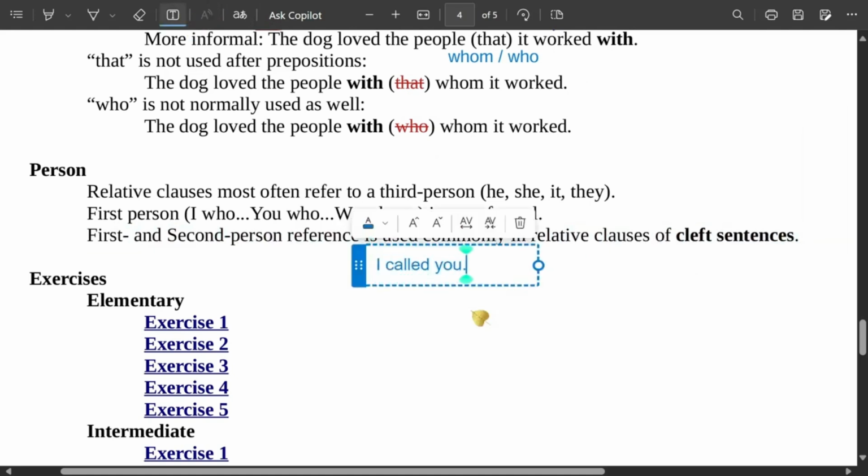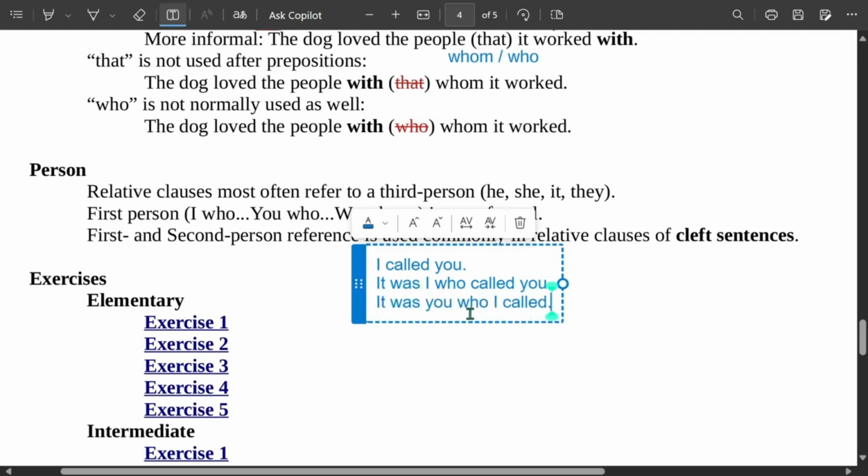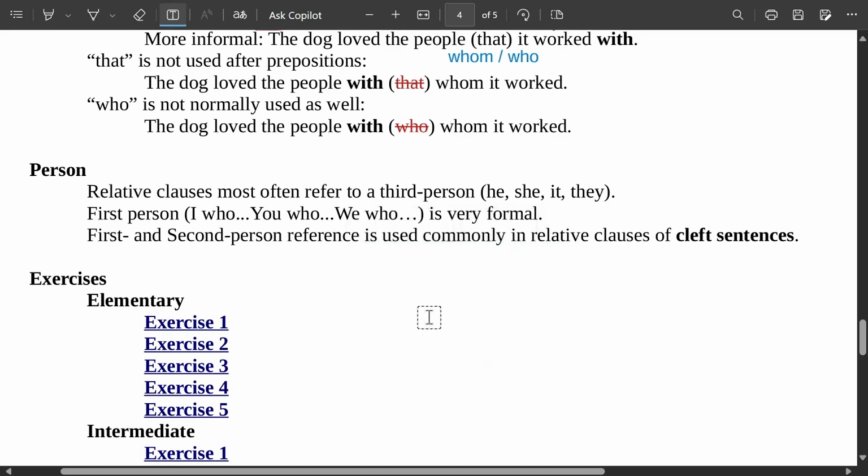I told you, okay? This is a normal sentence. Then you want to emphasize I. You say, it was I who called you. You understand? Or you can emphasize you. It was you whom I called. You see? You have to master the relative clauses to do cleft sentences. You understand? Yeah, it's very nice. You can emphasize things. Yeah, it's a bit like this. Okay? So cleft sentences later, you can emphasize things.